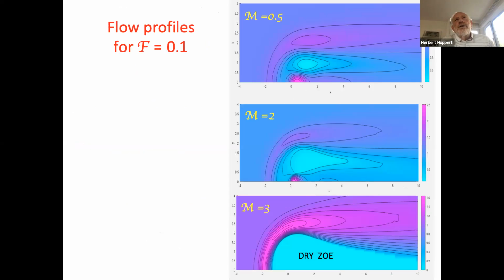These are showing you some flow profiles for different M's, and I see I spelled zone incorrectly. I'm terribly sorry. I'm having difficulty with the N on my computer. But for small values of script N, in other words, small values of the height of this topography, you get flow everywhere. But then as M builds up, you'll definitely get a dry zone.